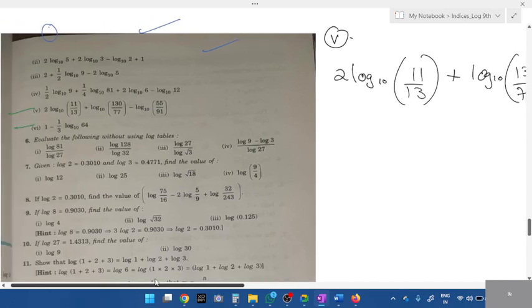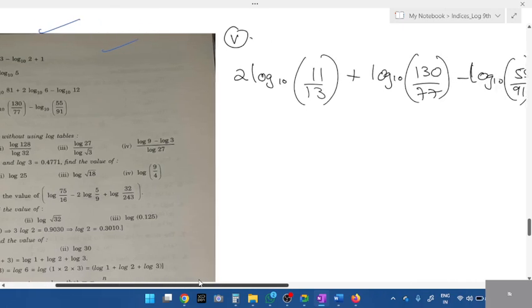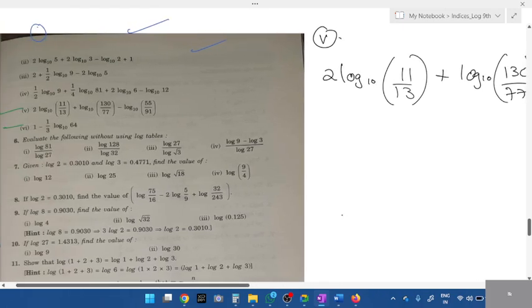2 to the power of 10, 11 by 3, log 10, 130, log 10, 55 by 91.